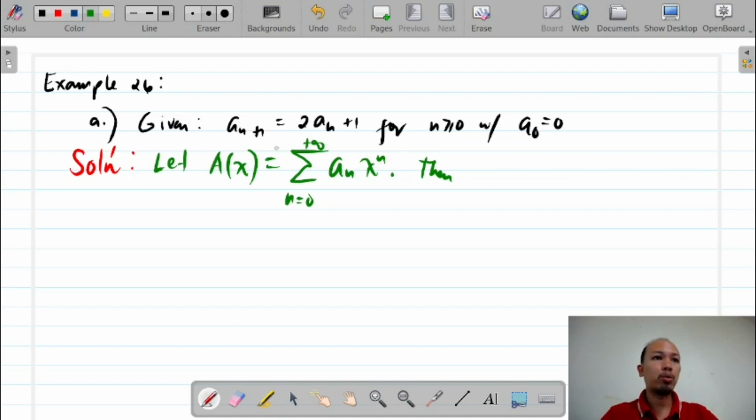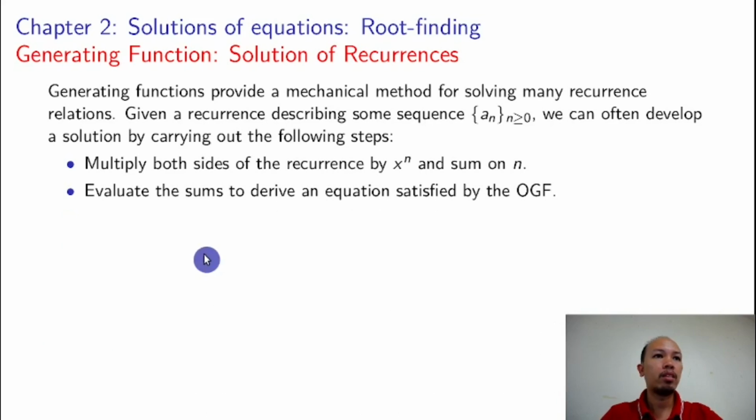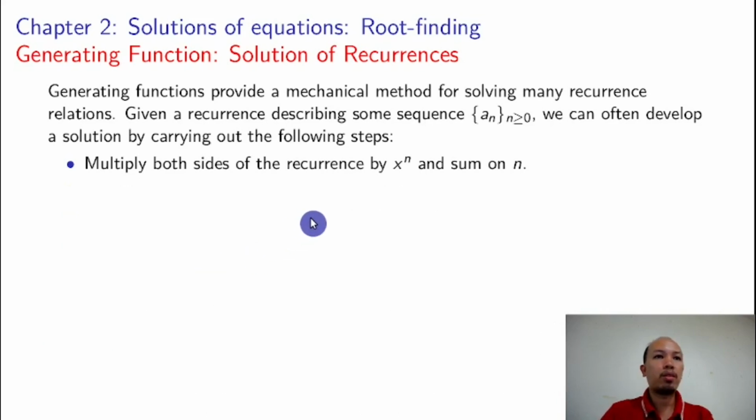let's go to our steps here, the methods, or the steps on how to solve a recurrence relation. Solve means to find a closed form. It says here to multiply both sides of the recurrence by x to the n and sum on n.